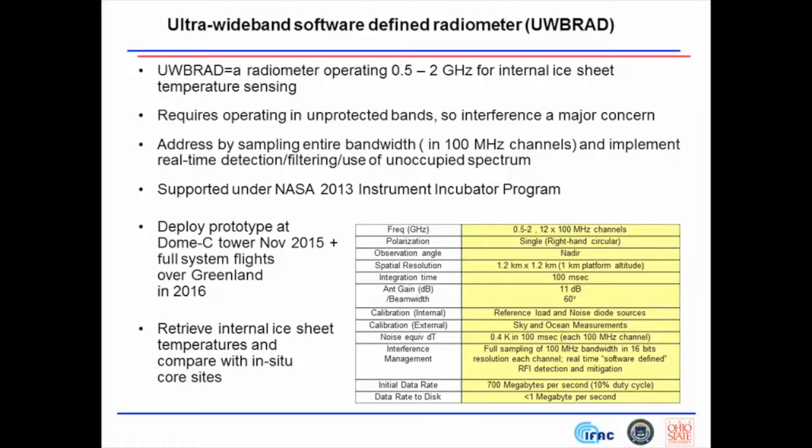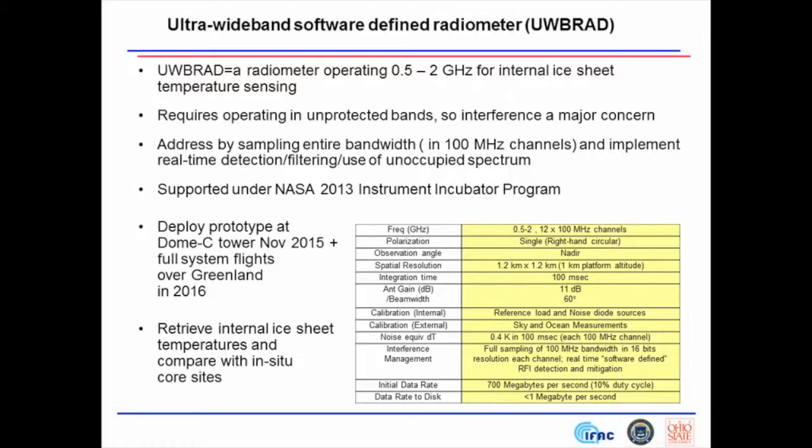Now that's operating outside the bands usually used for microwave radiometry, so interference is a big concern here. We have to design the instrument to work in that kind of environment. So we decided to sample the entire bandwidth that it's observing and try to do detection of interferers and use of unoccupied spectrum. This is an Instrument Incubator Program project supported by NASA, and we're building the instrument now, still at an early stage, but we are planning to deploy this system at the Dome C Tower operated by CNR in this coming season, and also fly it over Greenland in spring 2016.